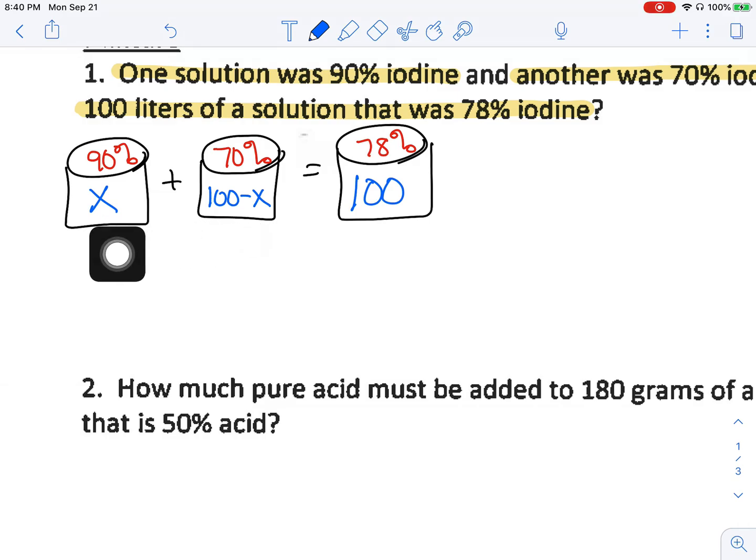This prevents us from having to deal with a two-variable equation. You could have used x and y here and solved this with a system. I do not recommend that, but it is a possibility. The other thing is these two quantities could be reversed. You could have x here and 100 minus x here. It will just change at the end what you associate your x with.